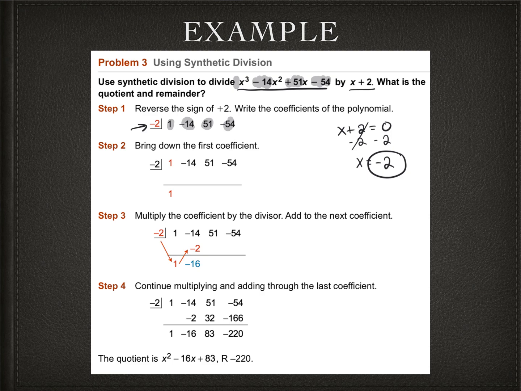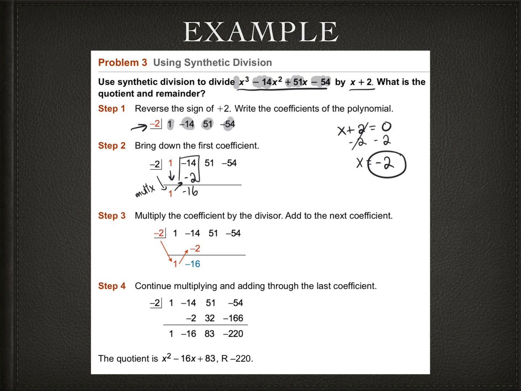Your first step is to bring down the 1. Then you're going to multiply the number you're dividing with by that number, and you're going to place it up here. So we bring down the 1, negative 2 times 1 gives us negative 2, and then you will add these two numbers. Here we get negative 16.